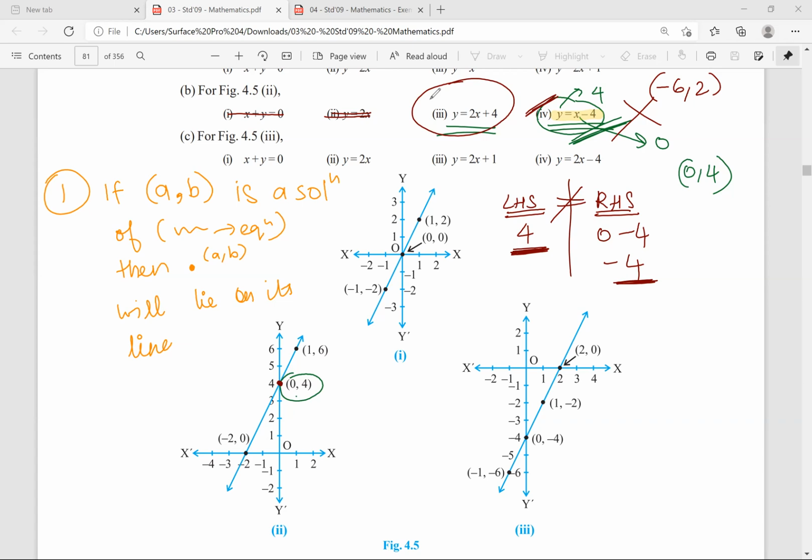If you want, you can verify this. Now quickly, Hamna, I want you to verify this with 1, 6. And Miraj, I want you to verify this with minus 2, 0. The third option.